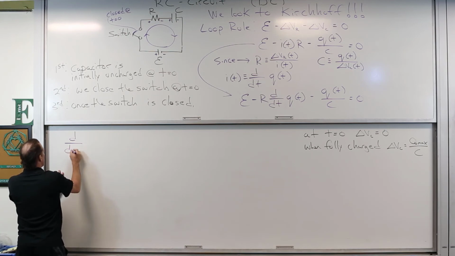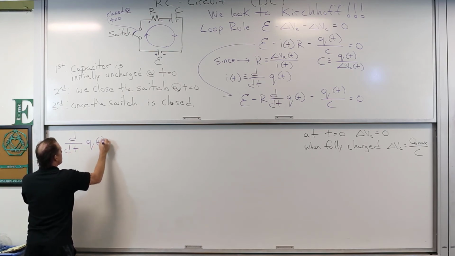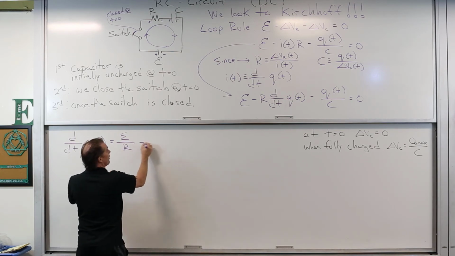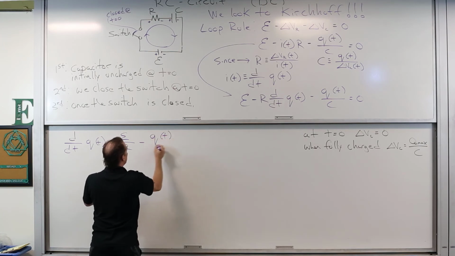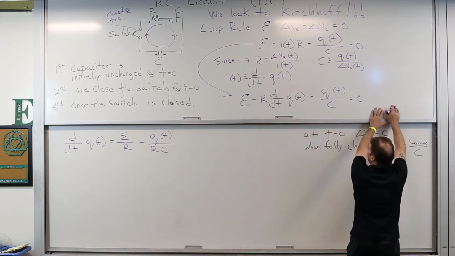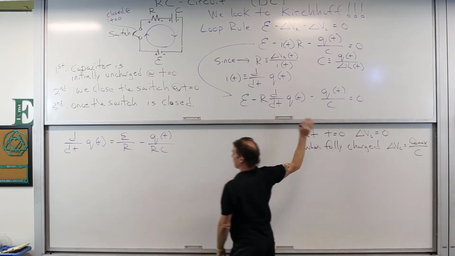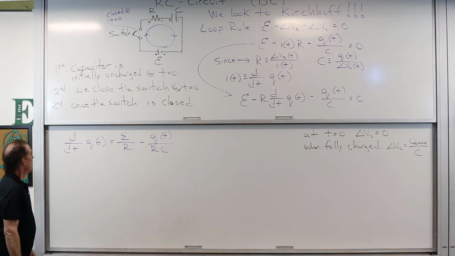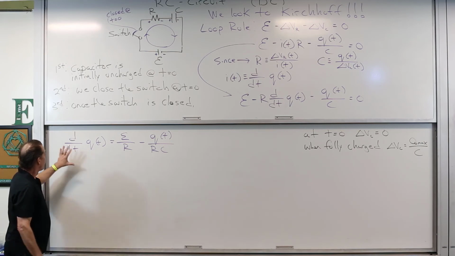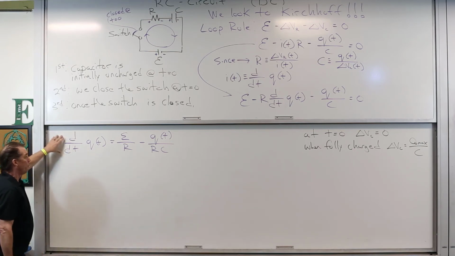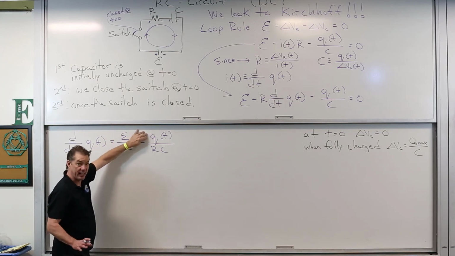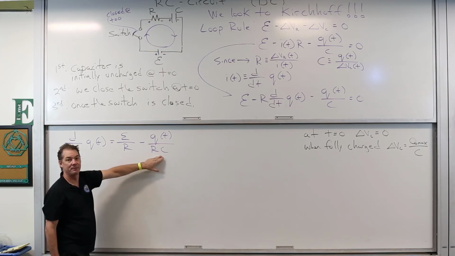d/dt of q(t) is going to be equal to E over R minus q(t) over RC. Hopefully you see what I did. I took this, moved it over to this side, divided everything by R, and I'm just left with the d/dt of q(t). So this is what we've got to find. We've got to find some function q(t) that if we take one time derivative of it, we get back some constant minus q(t) itself divided by RC.